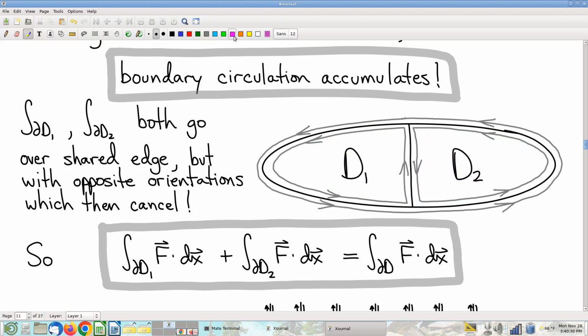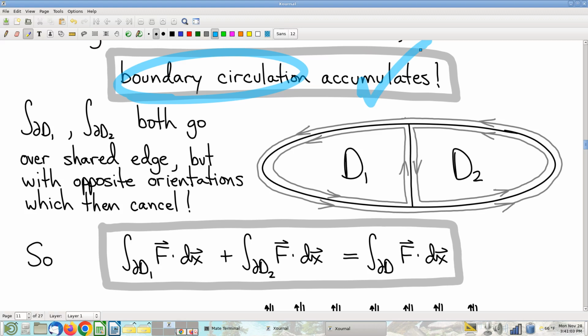And the whole ends up being the sum of the parts. And the punchline is that when you look at this shared edge in the middle, if you will, right, as part of the boundary of the left side, it's oriented that way. As part of the boundary of the right side, it's oriented that way. Opposite orientations on the same curve cancel. Right? So that was the big idea. That's the nugget that makes it all work. That's why we look at boundary circulation in the first place. Right? It's because it accumulates, because it works out this nicely.